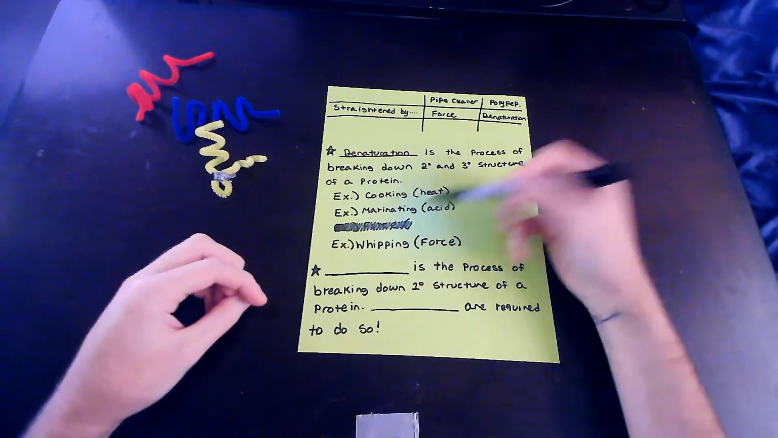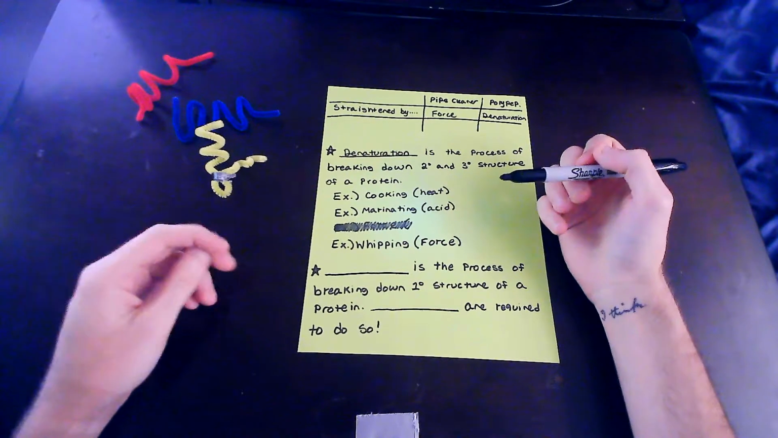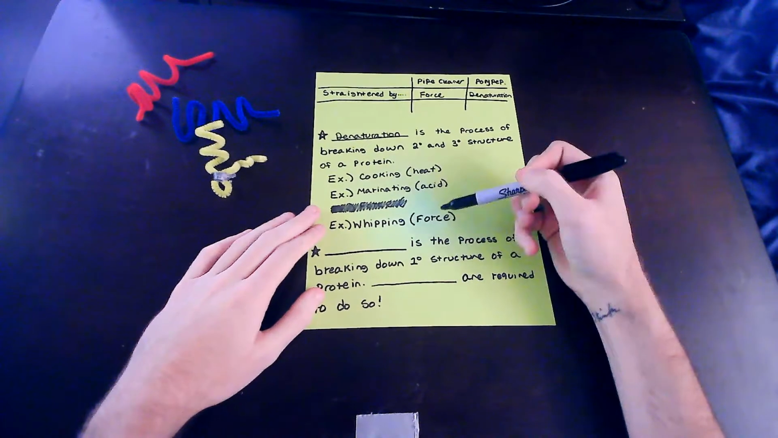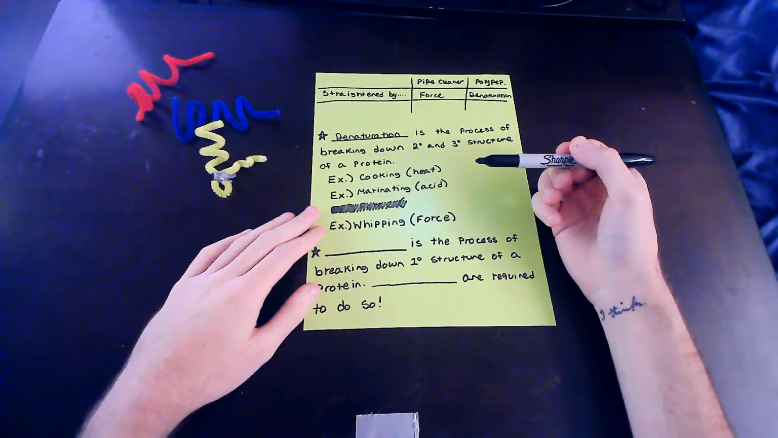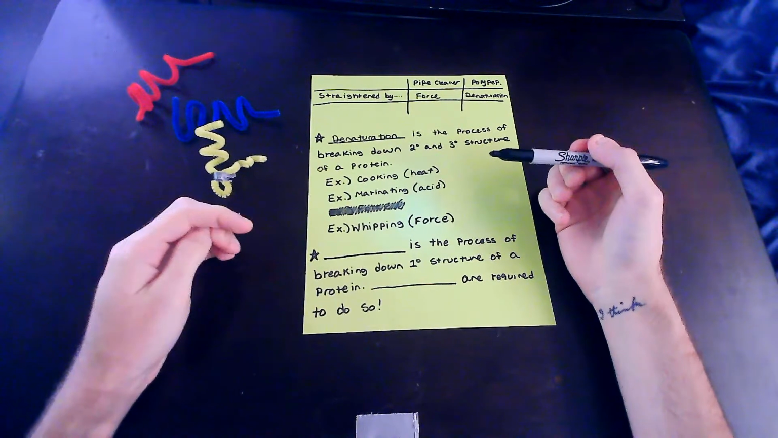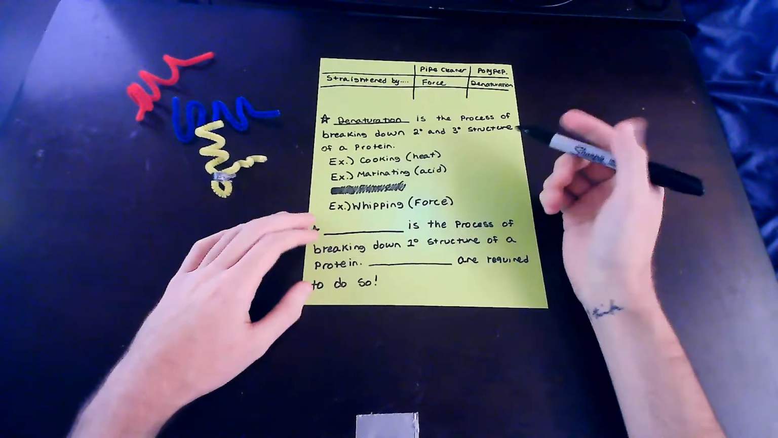You can use acid and marinating. This is how you effectively cook fish in ceviche. And then you can also use force and whipping. This would be like making a meringue. You whip the egg whites into the big fluffy meringue that you put on top of pies and stuff.